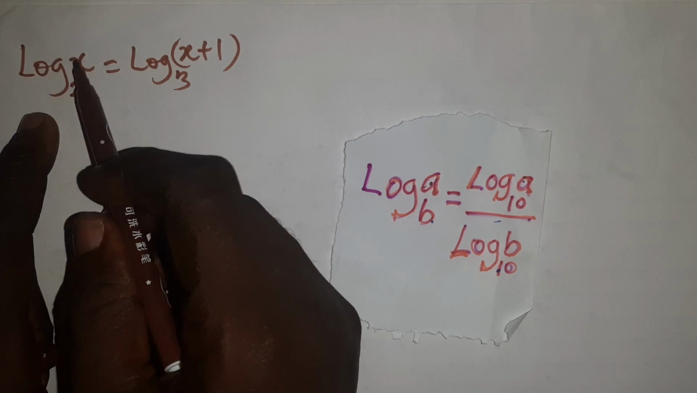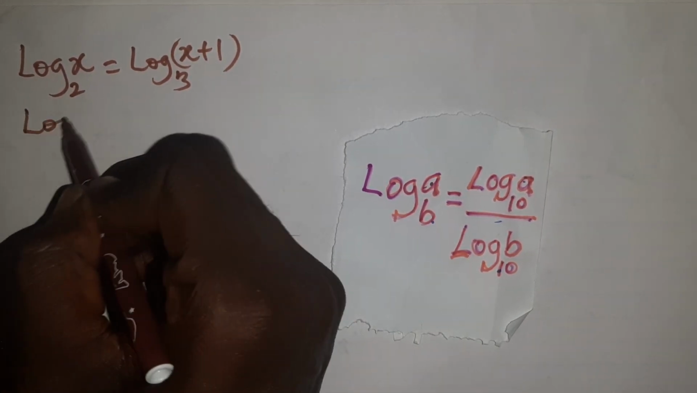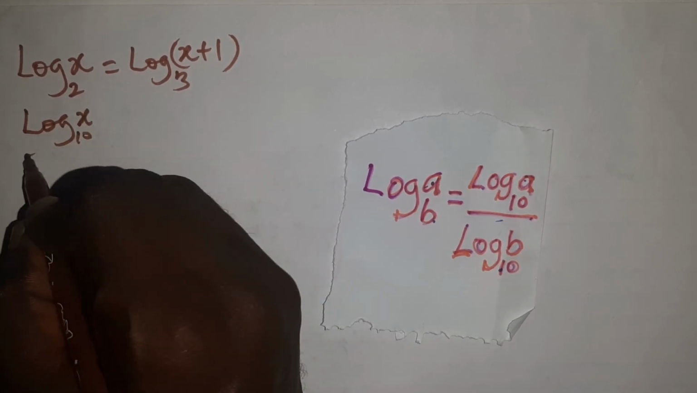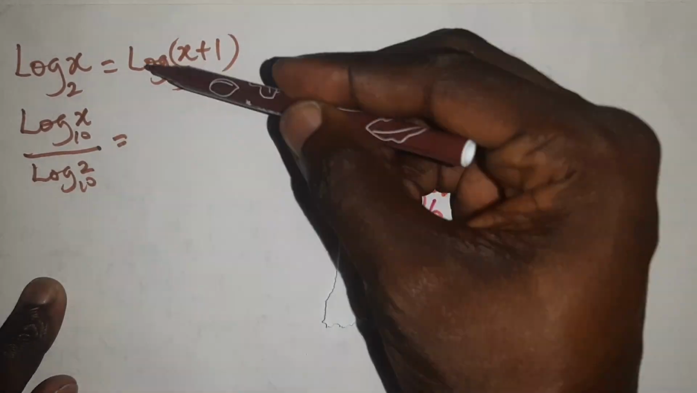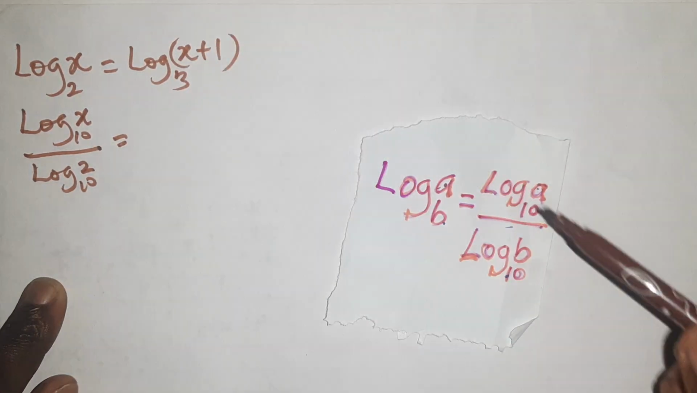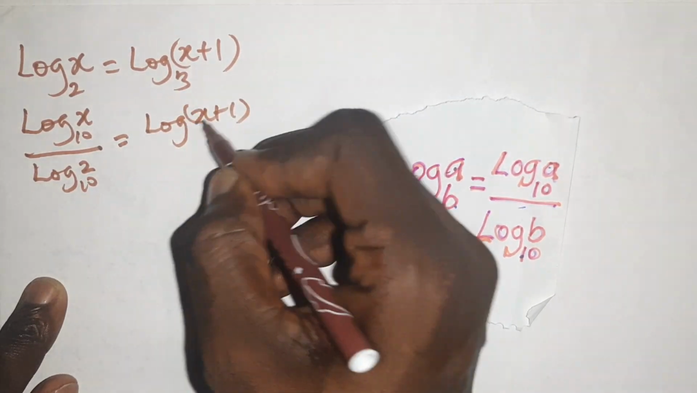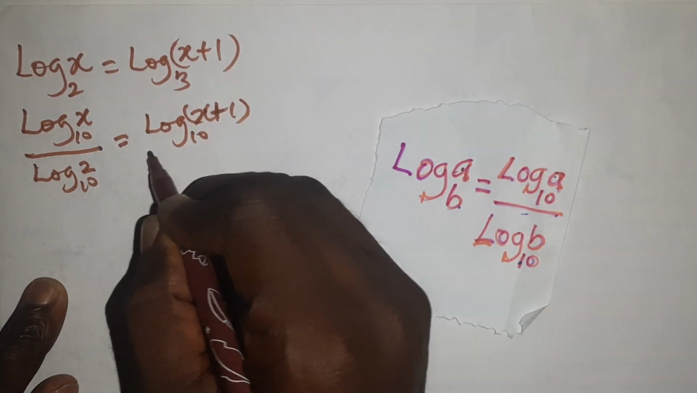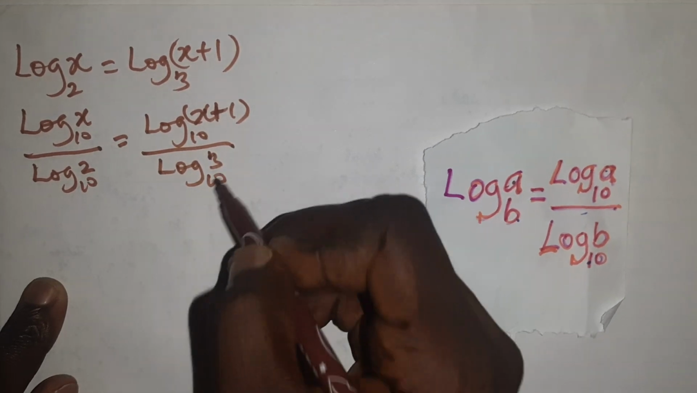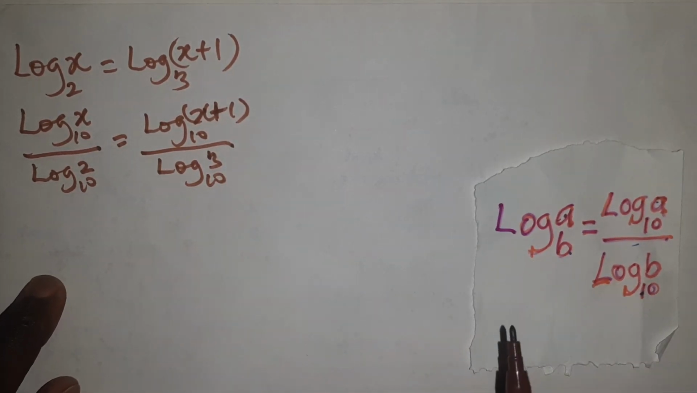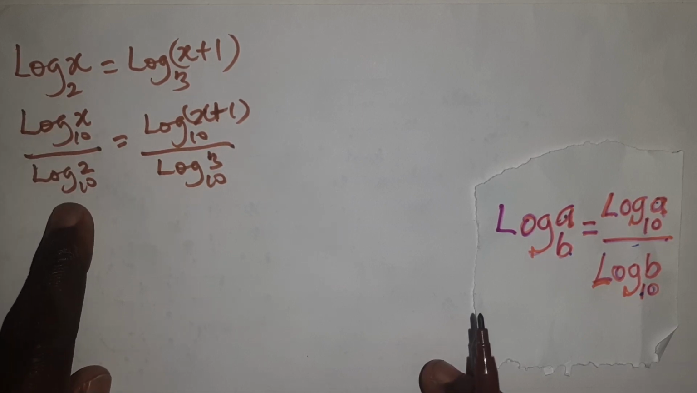So we are going to do log x base 10 over log 2 base 10, exactly how it's been done here, equals the same thing here, log x plus 1 base 10 over log 3 base 10. Now we could look at the left hand side, and log 2 base 10 is here as the denominator.